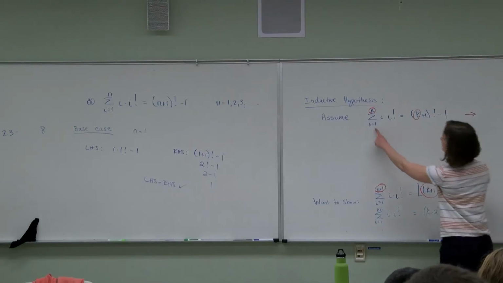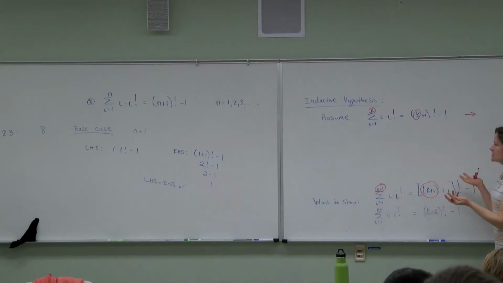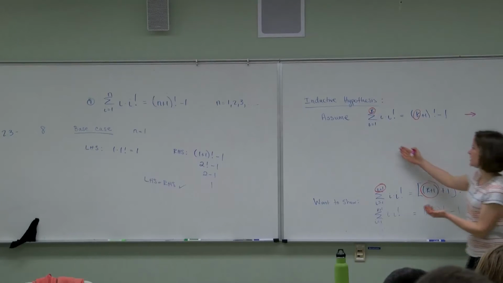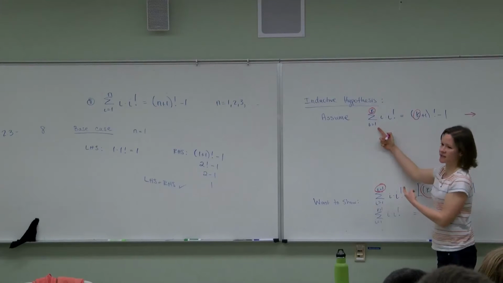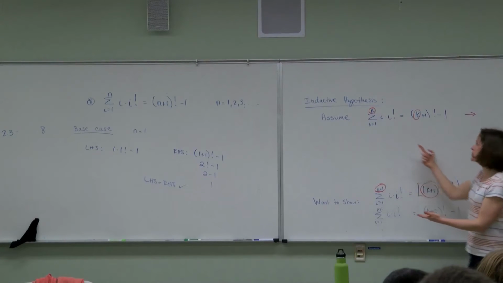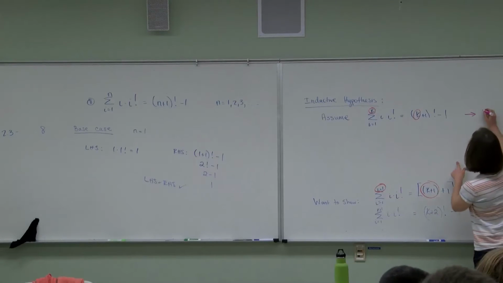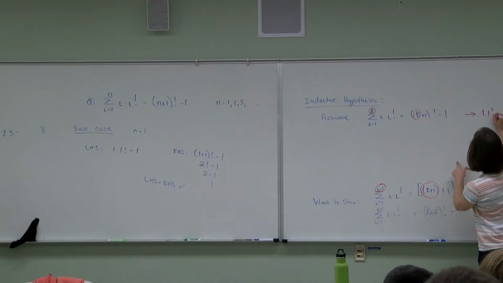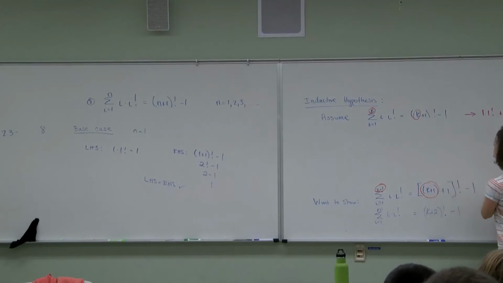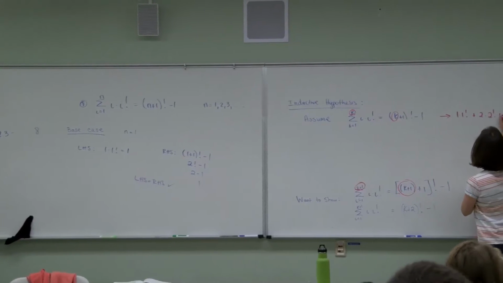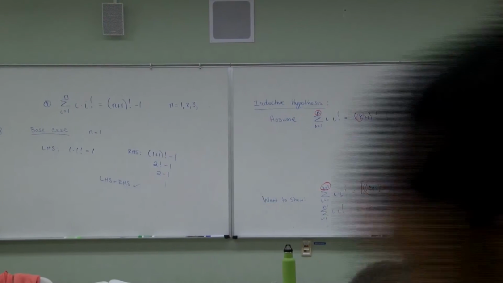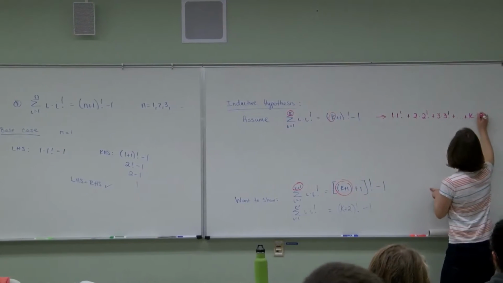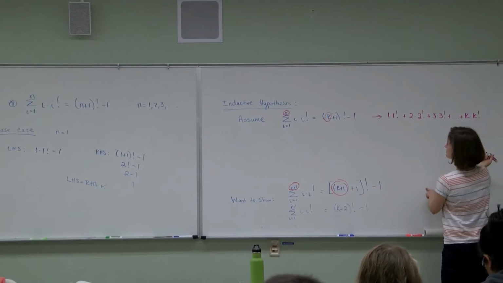All right, so like I said, this is just the sum of a bunch of different terms, right? So we start with i equals 1, plug it in, and then add to that what we get when we plug in i equals 2, so on and so forth, up through i equals k. So that'll look like 1 times 1 factorial plus 2 times 2 factorial plus 3 times 3 factorial, all the way up through k times k factorial.